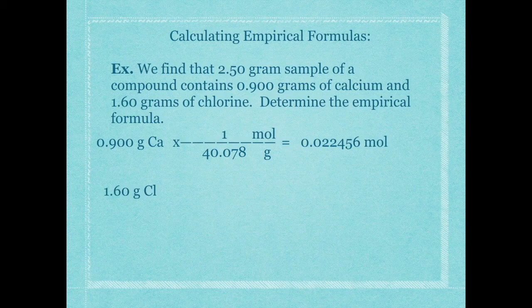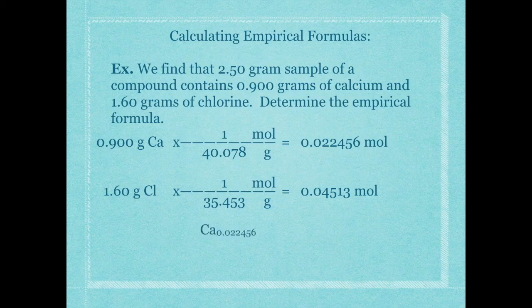Awesome. I'm going to do the exact same thing now for chlorine. So if I start with 1.60 grams of chlorine, crisscross swish, grams on bottom, moles up top. I'm going to put the molar mass of chlorine on bottom, which is 35.453, and then 1 in front of moles, and what I get when I divide is 0.04513 moles. So the formula would look like this. It would be calcium with the subscript 0.022456, chlorine with the subscript 0.04513.